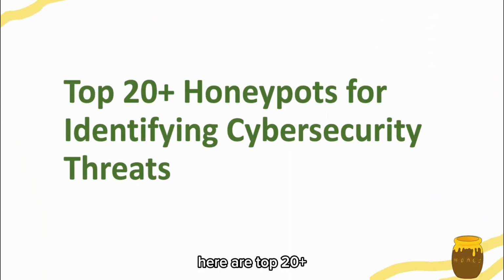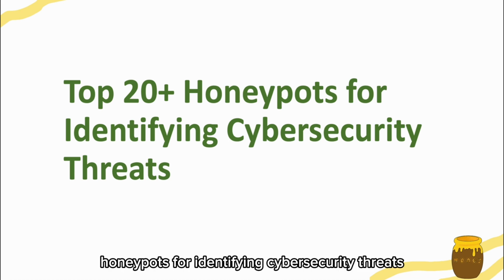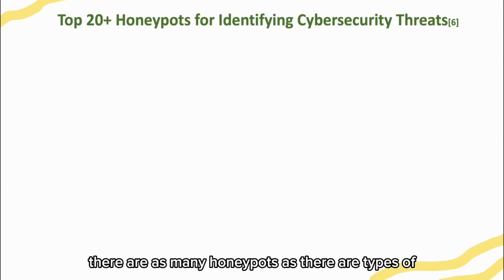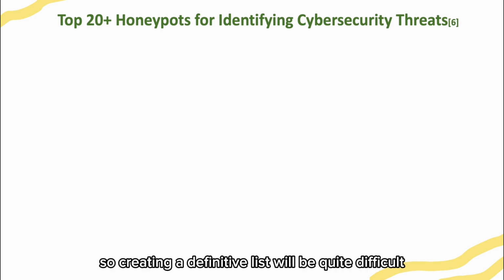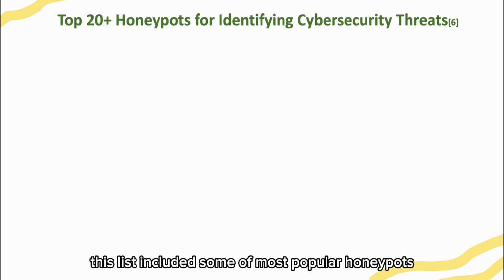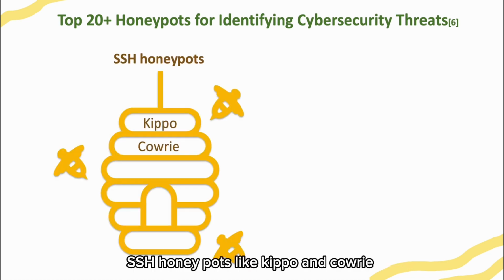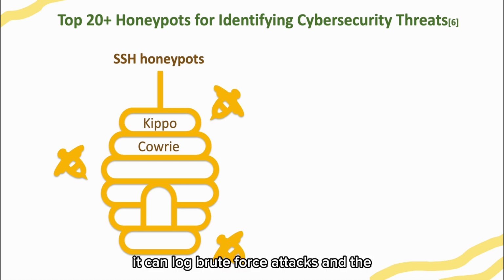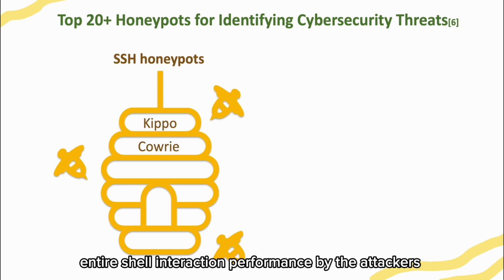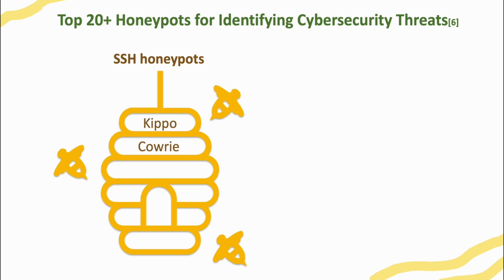Here are the top 20 plus honeypots for identifying cybersecurity threats. There are as many honeypots as there are types of software running, so creating a definitive list would be quite difficult. This list includes some of the most popular honeypots. SSH honeypots like Kippo and Cowrie emulate the SSH service. Kippo is the most popular medium interaction SSH honeypot. It can log brute force attacks and the entire shell interaction performed by the attacker.